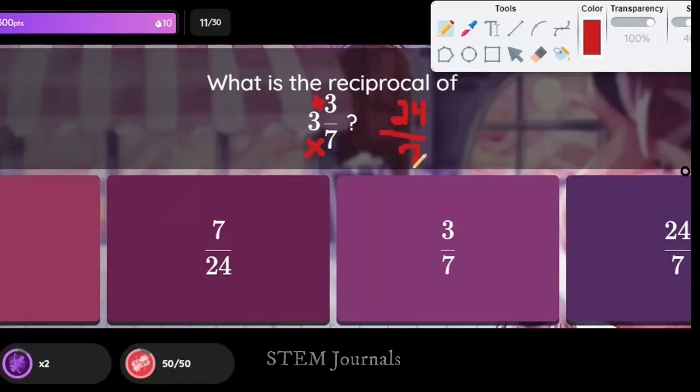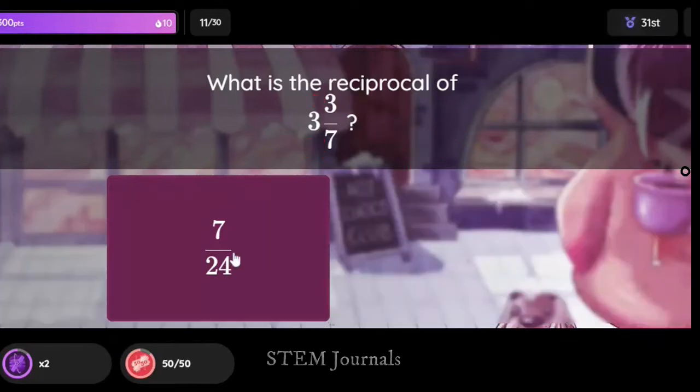Ang pinapakuha is reciprocal, so we need to interchange the numerator and denominator. So our answer is 7 over 24, kasi reciprocal yung pinapakuha. Si 24 over 7 is the equivalent improper fraction pa lang niya. So, ang reciprocal niya is yung kabaliktaran, which is 7 over 24.